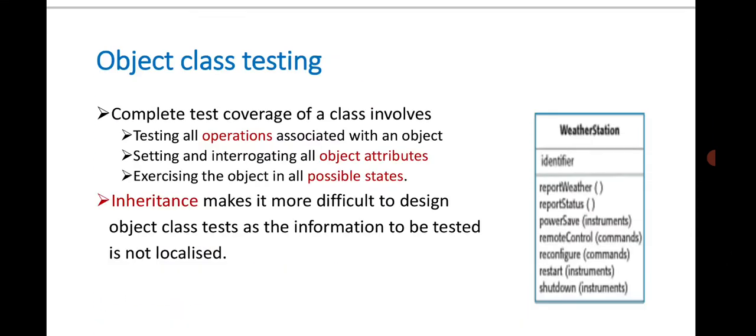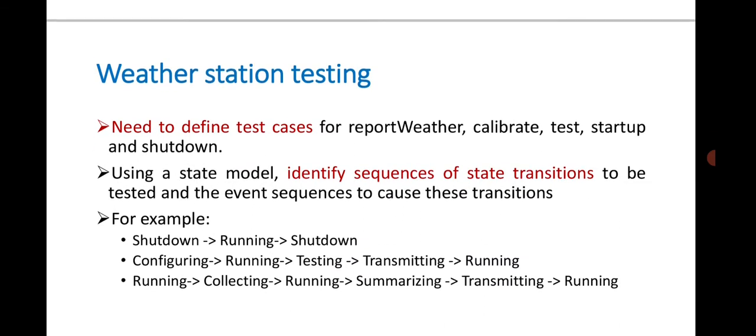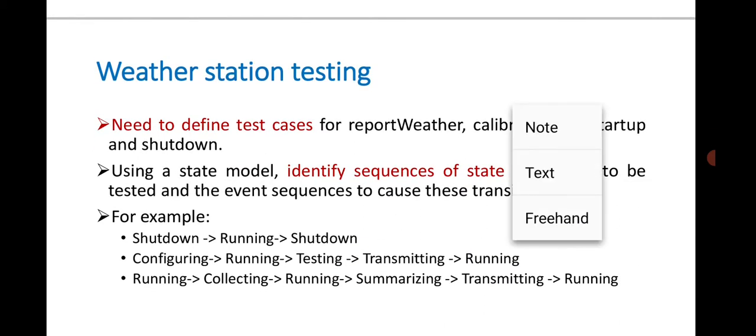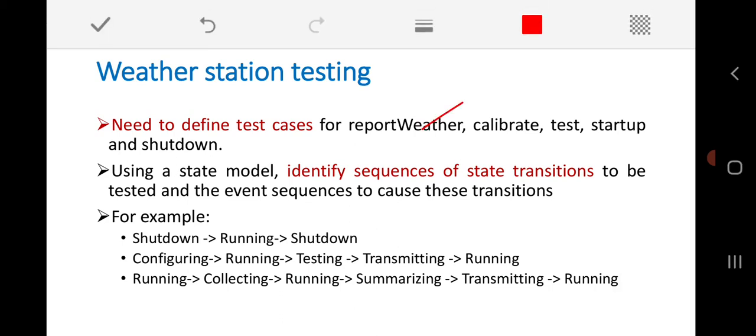Continuing, just have a look here. If you consider a weather station as an object class, then we need to define the test cases for different operations like weather report, calibrate, test, startup, shutdown. These are all the operations that we have identified for the weather station as an object class. Then we even have to test for what?